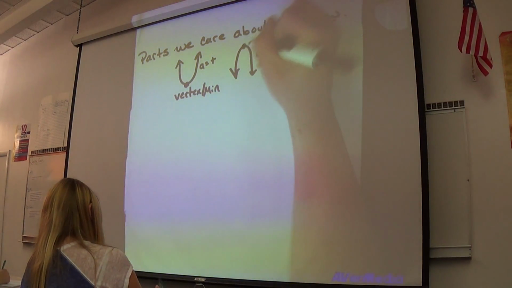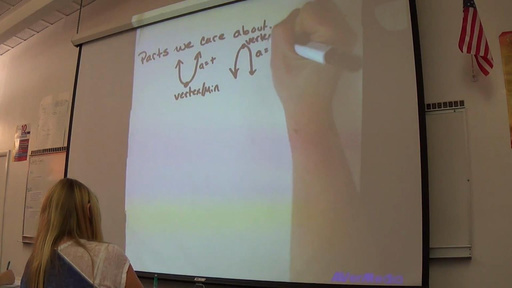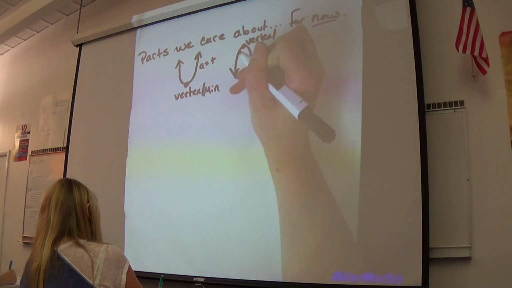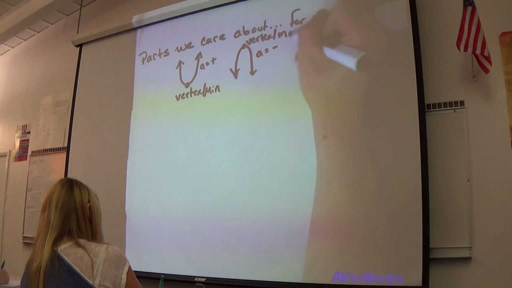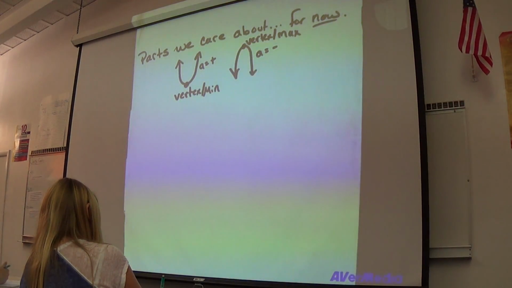Over here, at this side, I have a vertex. That vertex is at the very, very top. So we call this particular vertex a maximum.